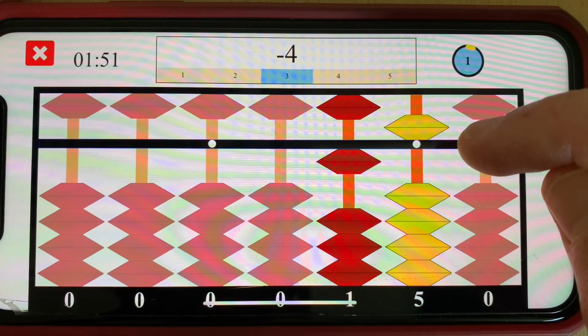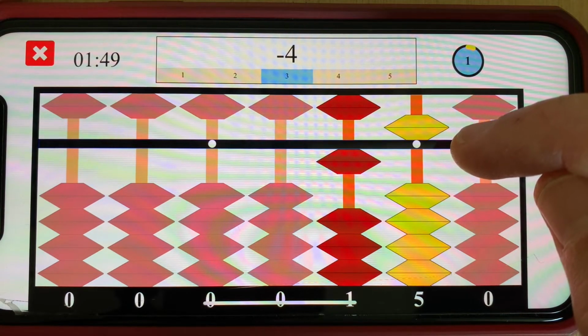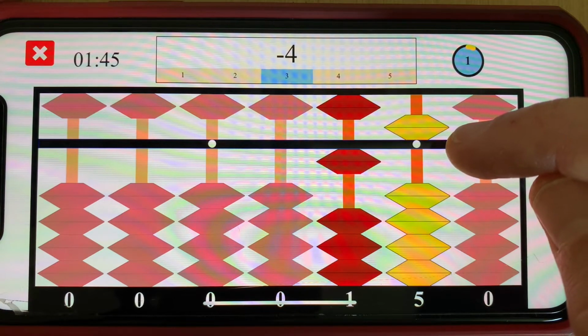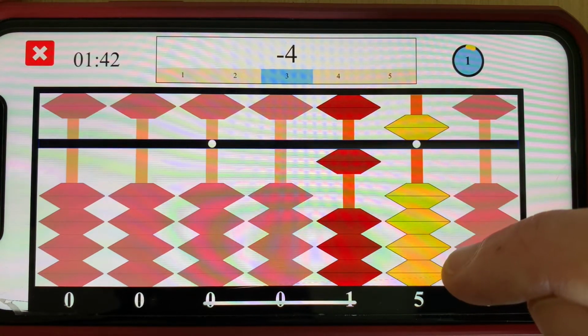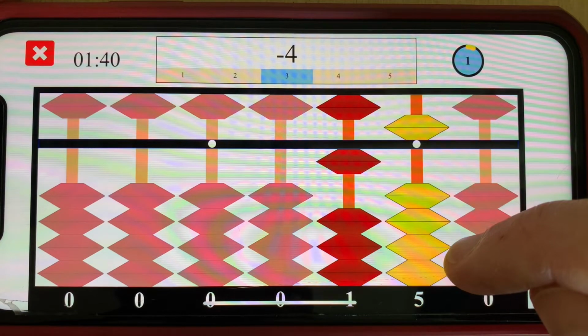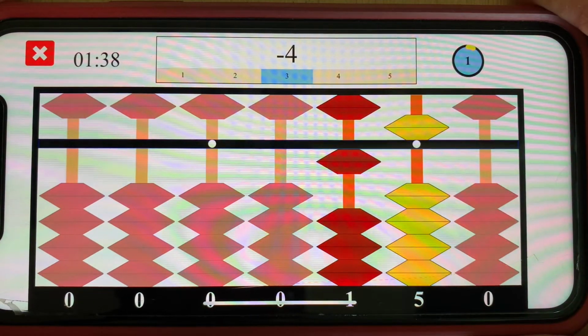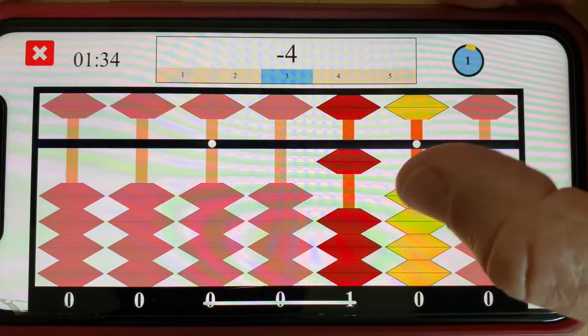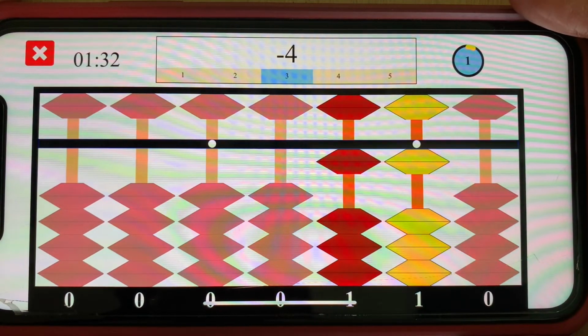Well, I have 5 touching the reckoning bar with this earthly bead here, but I don't have any earthly beads to subtract 4 directly. Well, there's our 5-pair subtraction rule. We subtract 5, and then we add 4's 5-pair, 1.